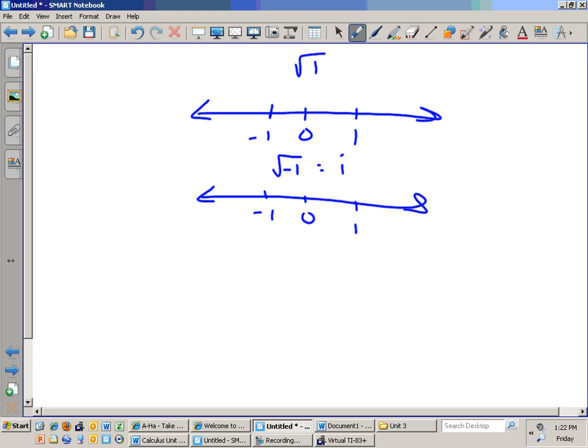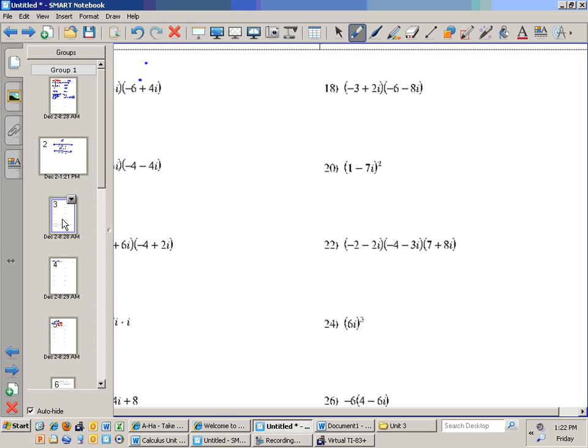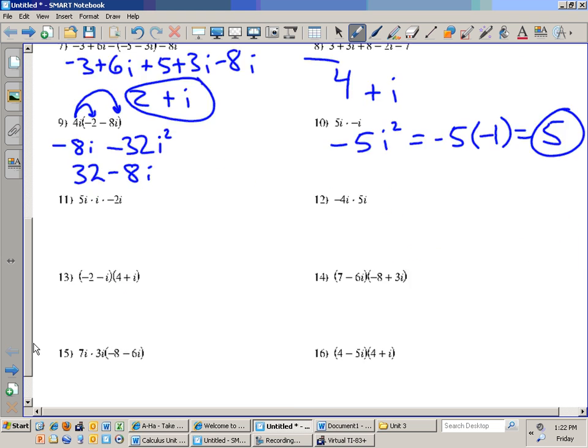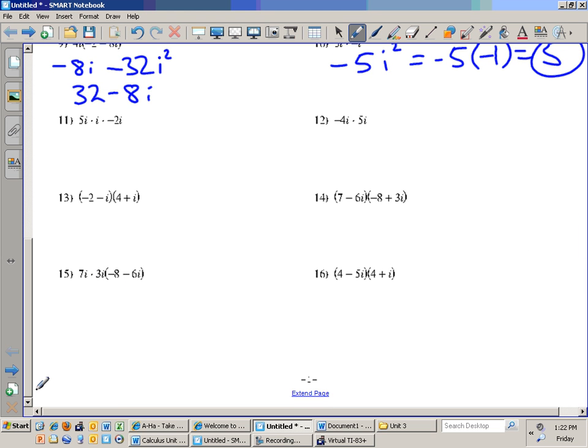I to the third. Let's look at that. As you look at this part right here, you would say 5I times negative 2I. So that would be a negative 10, and we would have I squared times another I, right? I to the third would be I squared times another I. So I squared is negative 1 times negative 10 is positive 10, and then you have that I left over.